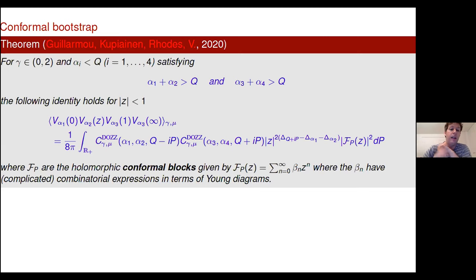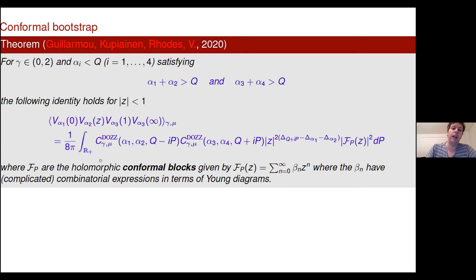And the bootstrap construction says that the four-point correlation is, up to a global constant, which is meaningless, 1 over 8 pi, the integral over the spectrum. Remember, the spectrum is when I take alpha equals Q plus ip, typically values of alpha which are outside the range of what we do in probability theory. So the bootstrap says that the four-point function is the three-point function taken at alpha_1, alpha_2, Q minus ip, where p is real here, times the three-point correlation function taken at alpha_3, alpha_4, Q plus ip, some fractional power of z, times the global conformal block, which depends on p and on all the conformal weights alpha_1, alpha_2, alpha_3, alpha_4. Sorry, there's a typo: it's missing an alpha_4 here for the fourth field. So a conformal block squared, and I integrate against the spectrum.